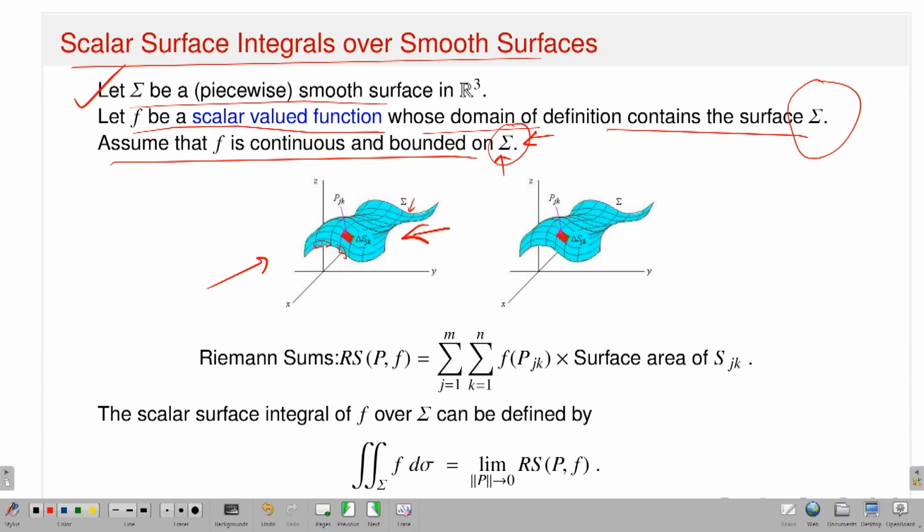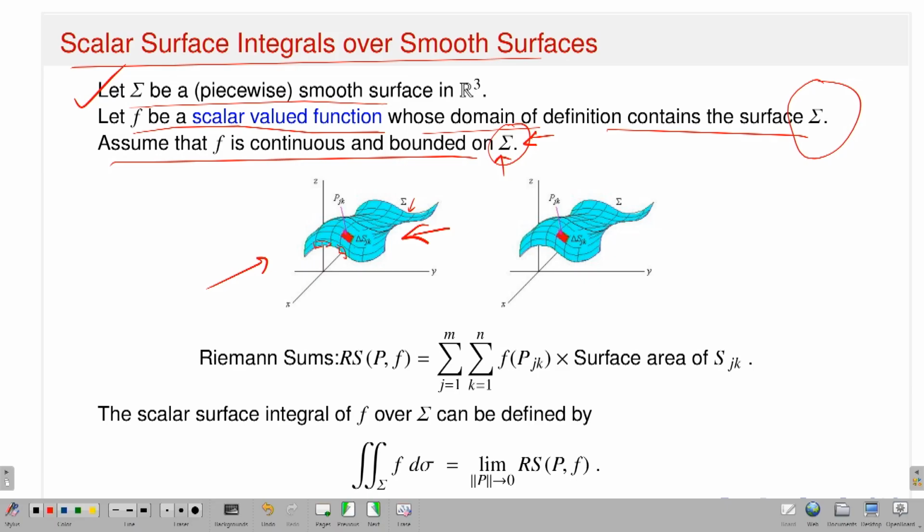And what is my P_jk? P_jk is some point in the small portion of the surface S_jk. Now you can guess what I am trying to do. So now I have a partition of the surface, and I am taking an arbitrary point. So now the next part is that I have to take a Riemann sum, and then I have to talk about the Riemann integral. That is exactly what I am going to do.